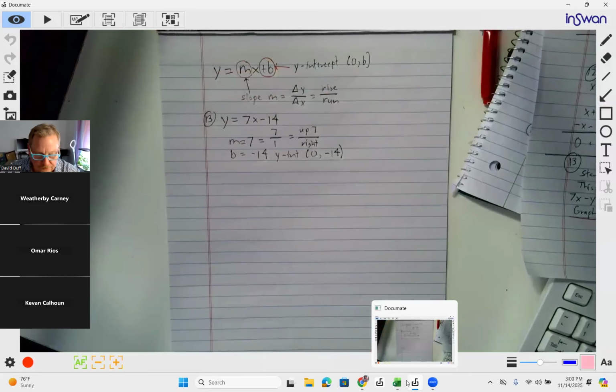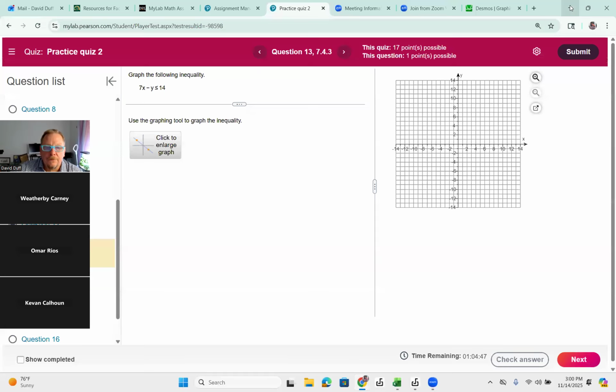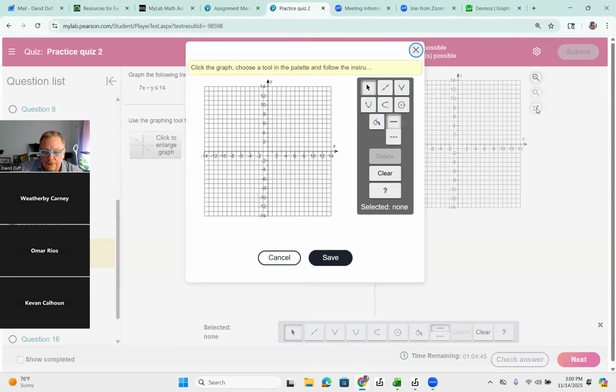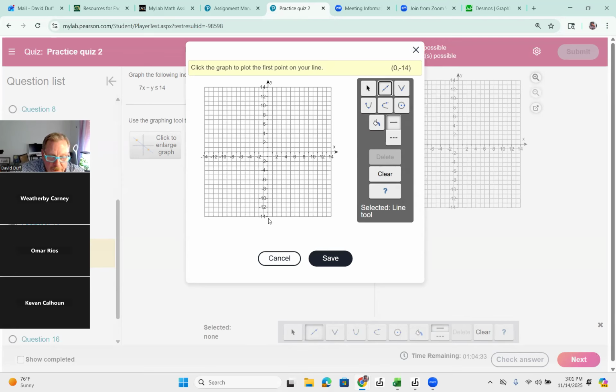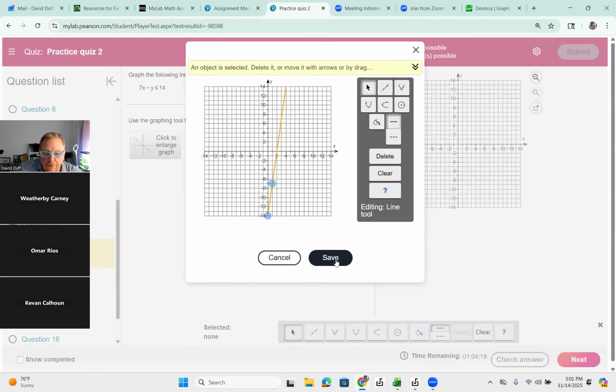When we put it in slope-intercept form, it shows us the slope, it shows us the intercept, and we could graph. So I'm going to go ahead and click here, and I'm going to click the line tool. The first thing I'm going to do is enter my y-intercept, and that's going to be the point 0, minus 14, all the way down there. My slope is 7. That means go up 7, and then go right 1. So that is the graph of the line y is equal to 7x minus 14.